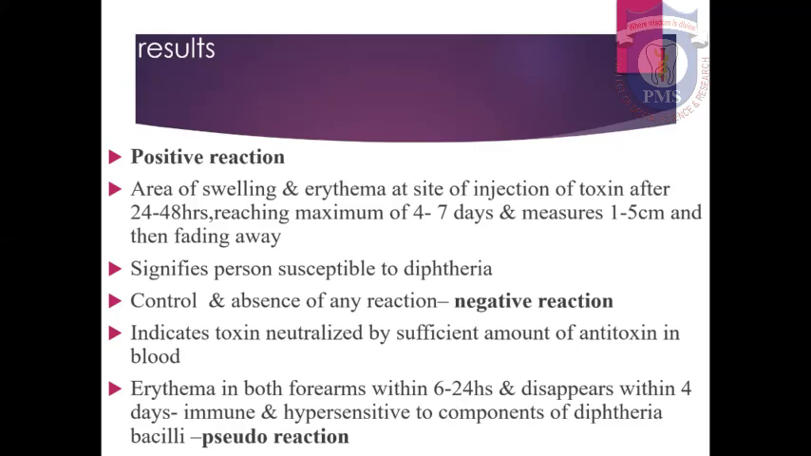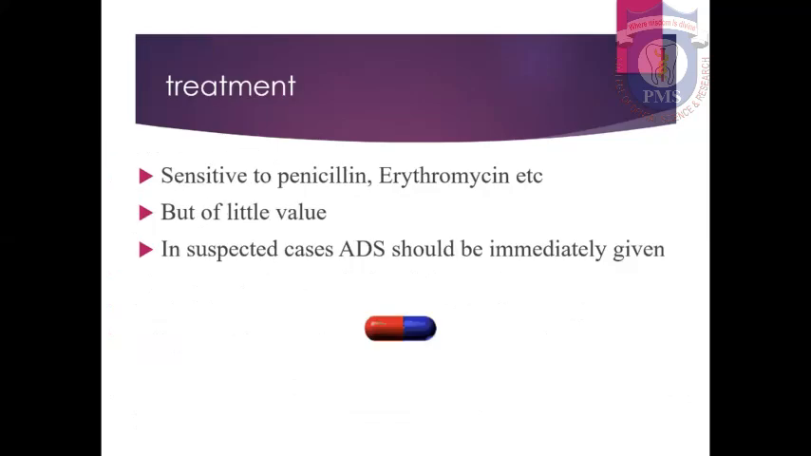Control and absence of any reaction, that is a negative reaction, indicates toxin neutralized by a sufficient amount of antitoxin in blood. Erythema in both forearms within 6 to 24 hours that disappears within 4 days means the person is immune and hypersensitive to components of diphtheria bacilli. That's a pseudo reaction. Then the last but not the least, treatment: sensitive to penicillin and erythromycin, but of little value. In suspected cases, anti-diphtheritic serum should be given immediately.